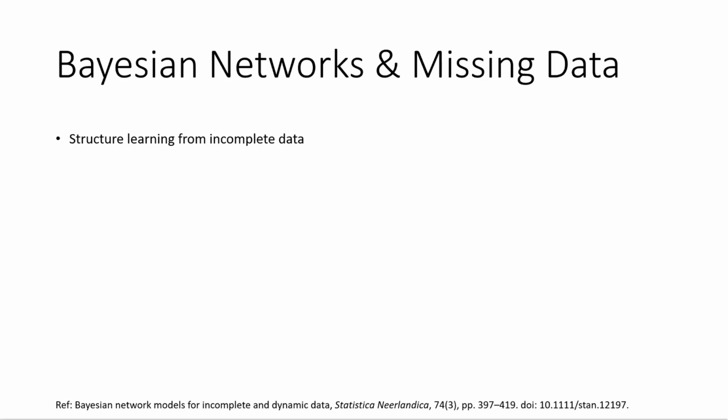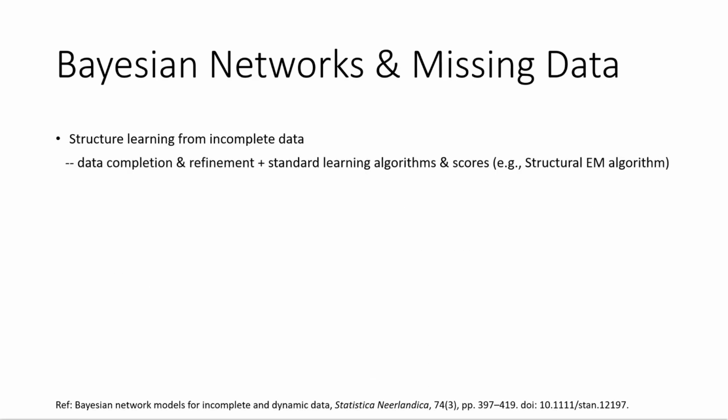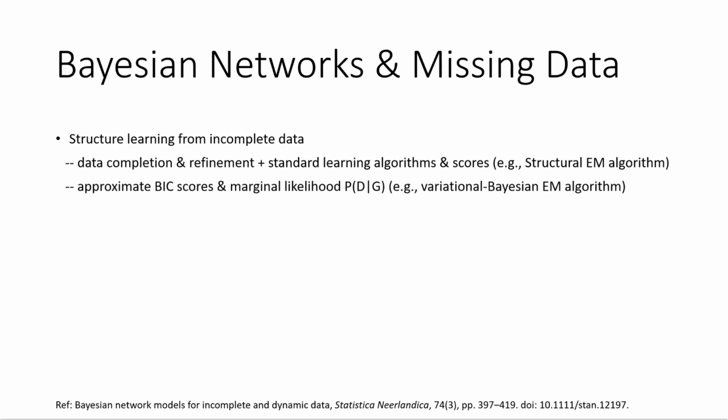Structure learning consists in finding the DAG that encodes the dependence structure of the data, maximizing the probability of the graph given data, or some alternative approximations. For example, the structural expectation-maximization algorithm that we will talk about later, and a variational Bayesian expectation-maximization algorithm. It approximates BIC scores and the marginal likelihood.